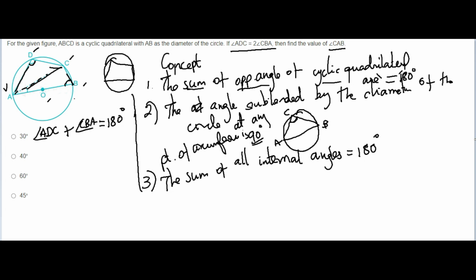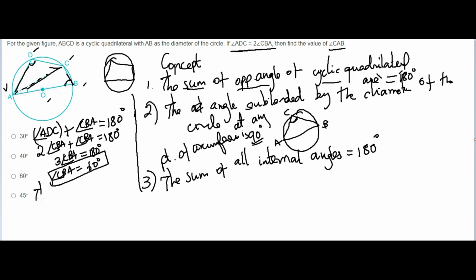In the sum itself they have given angle ADC equal to twice angle CBA. So instead of this, we put 2 into angle CBA plus angle CBA, which is equal to 180 degrees. 2 plus 1 is 3, so 3 into angle CBA is equal to 180 degrees. Taking the 3 to the right hand side, angle CBA is equal to 60 degrees.